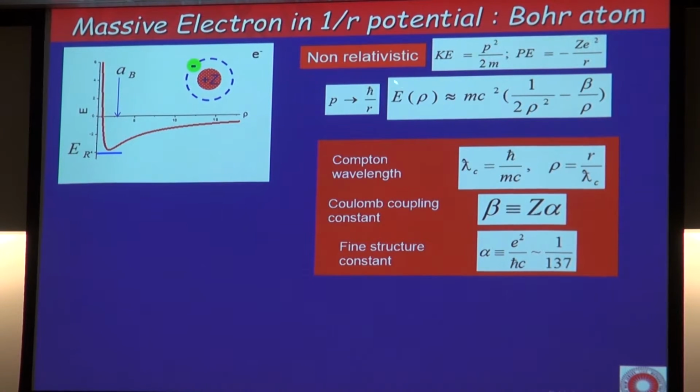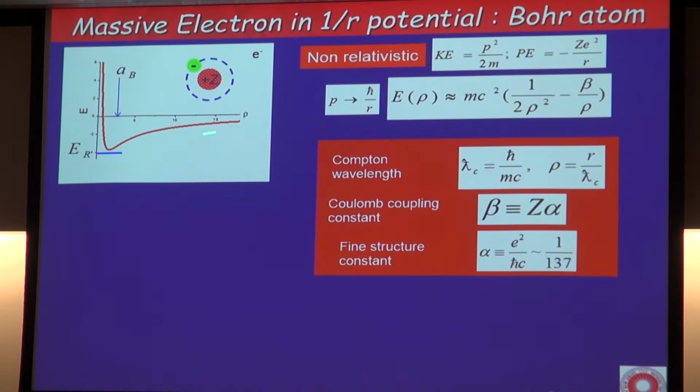And you write the total energy as a function of position. Now, rho here is the distance from the center of the nucleus in units of the Compton wavelength. So if I use the Compton wavelength, I can very nicely use dimensionless units. And beta here is the so-called Coulomb coupling constant, Z, the charge of the nucleus, times the fine structure constant. And you see immediately that the kinetic energy diverges as you go to the origin as 1 over rho squared, and the potential energy goes like minus 1 over rho.